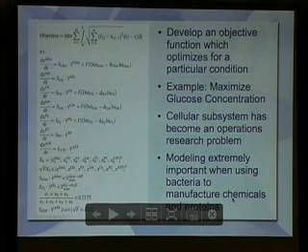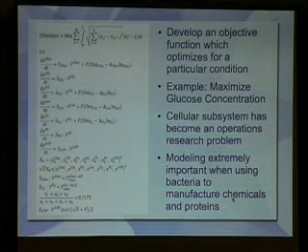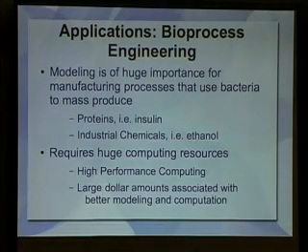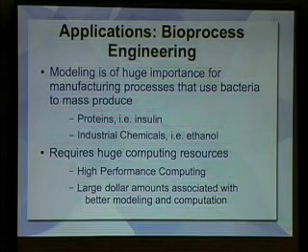One place where I've seen this used a lot is where they use bacteria to manufacture chemicals and proteins, which I talk about a little more in the next slide. That's called bioprocess engineering. For instance, manufacturing insulin, which diabetics need, and industrial chemicals like ethanol, that's a big one. But being able to do all this requires huge amounts of computing resources. It's unbelievable how complex these problems can get.